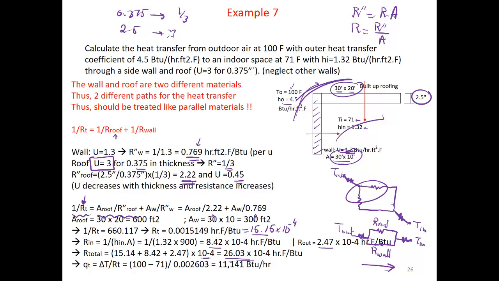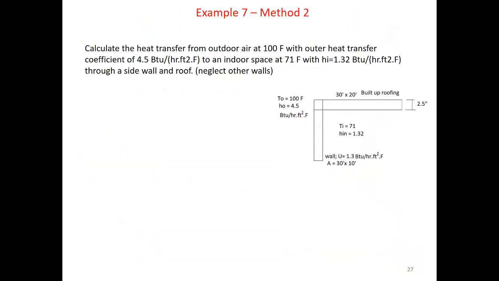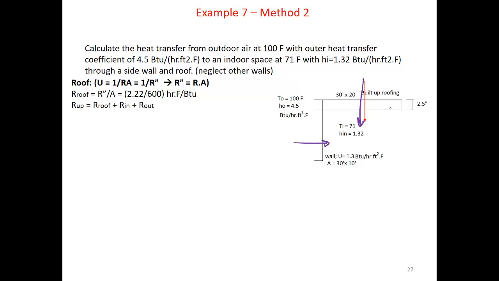The other method, which you don't need to do, but just in case someone asks why I didn't do it that way, is to simply find the individual Q: Q through the roof and Q through the wall. So for our roof, we've already discussed this. We found R for the roof equal to 2.22 divided by 600 if you want the total, because R double prime was 2.22 from the previous slide. So now you have three resistances between T in and T out.